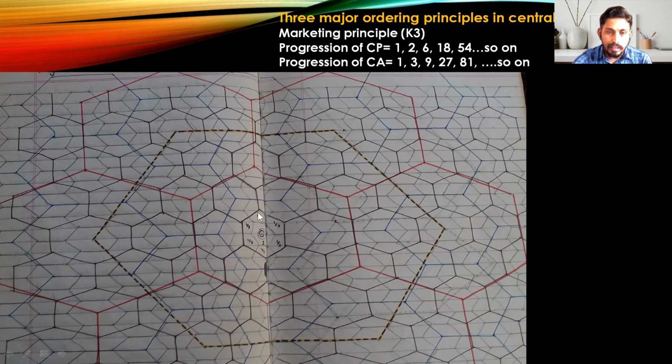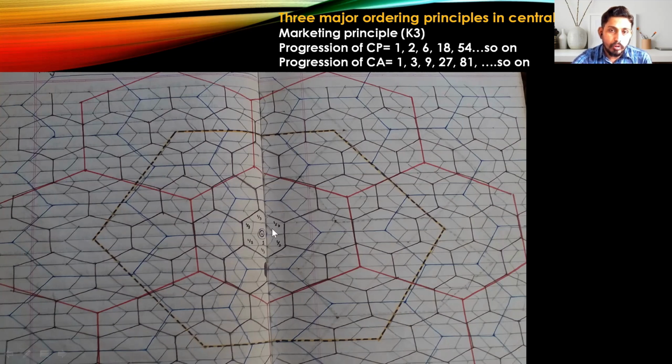So when we look at the population served by every middle order center, it is equal to 3, because when we look at 1/3, 1/3, 1/3, the 6 immediate 1/3 populations are equal to 2. Besides, its own population is equal to 1. So 2 plus 1 is equal to 3. That's why the K3 principle is known as the marketing principle.